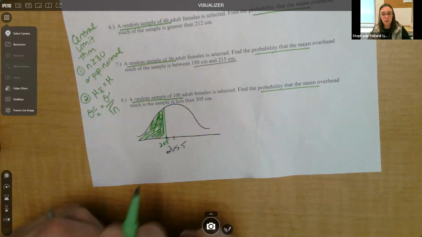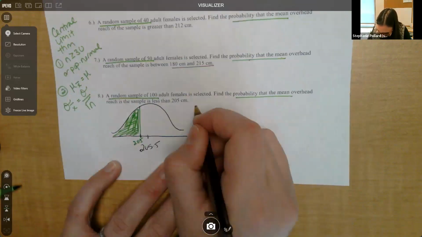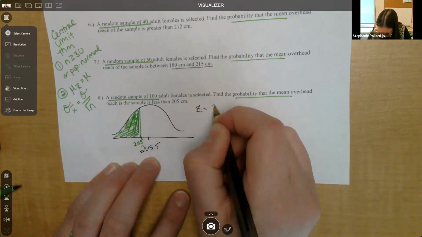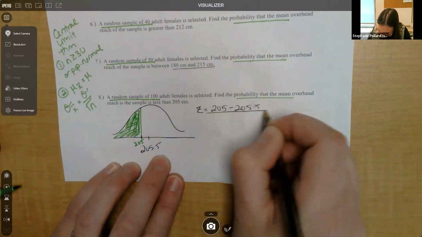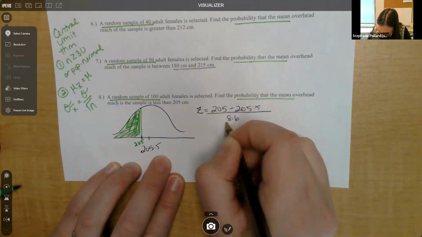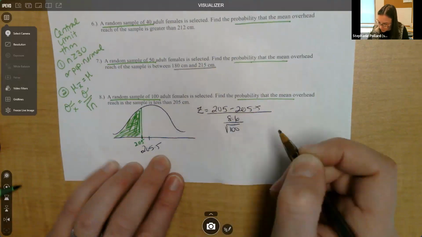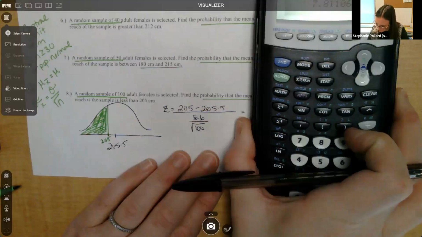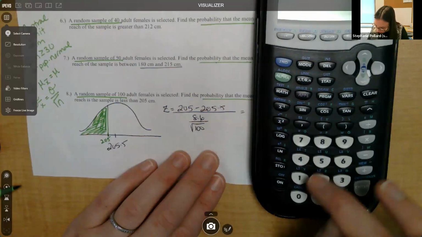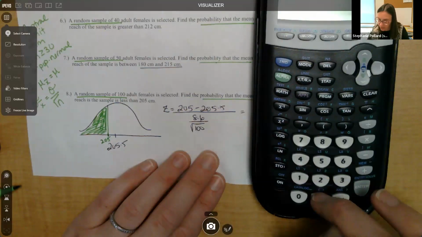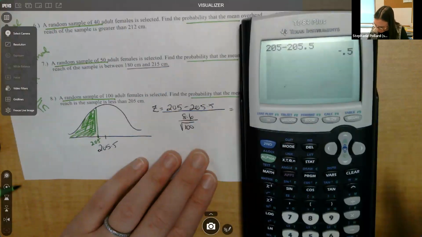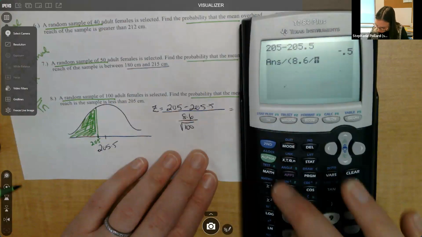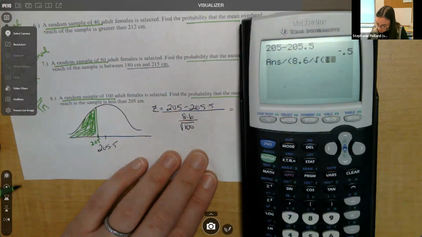So if I want to use my z-score again, I'm doing 205 minus 205.5. And I'm dividing that by 8.6 over the square root of 100 here. So if I do this out, I get 205 minus 205.5. So you're getting a negative 1/2 there. And then I'm going to divide that by 8.6 divided by the square root of 100. Now the square root of 100 is just 10. So if you want to do some of this in your head, you can.